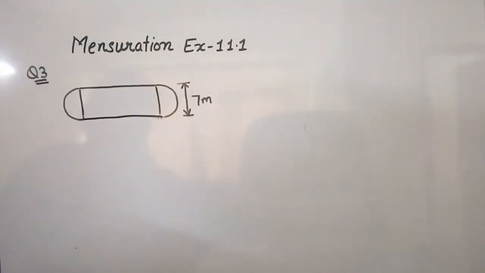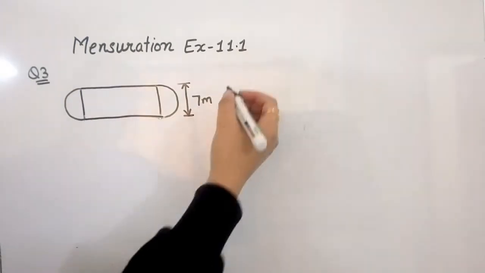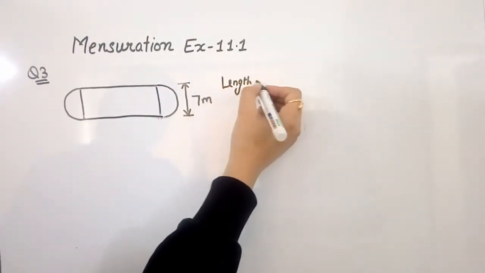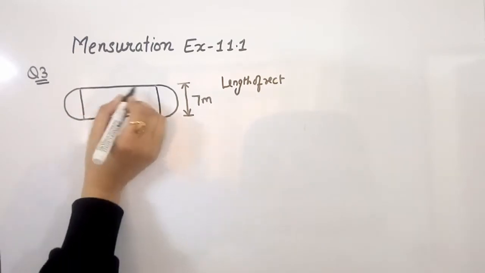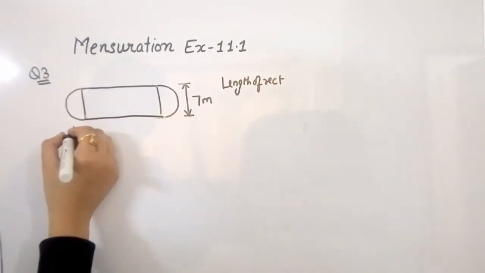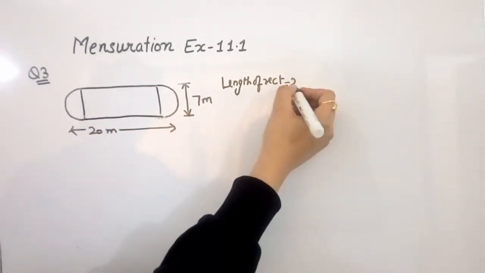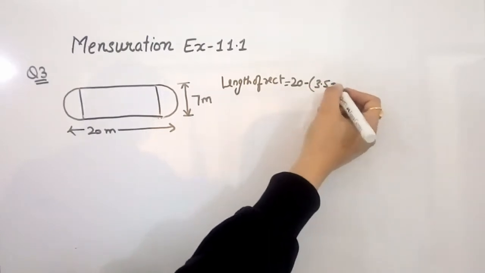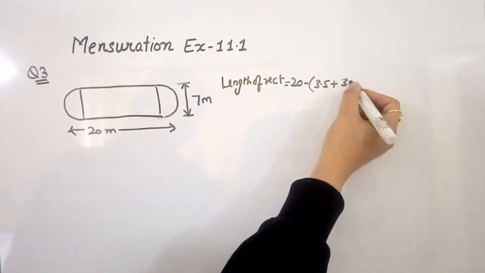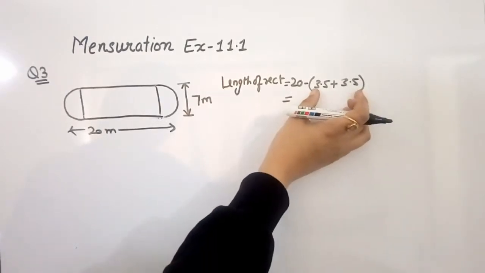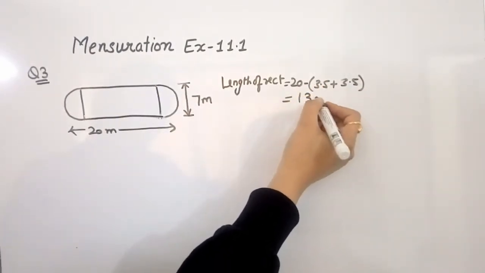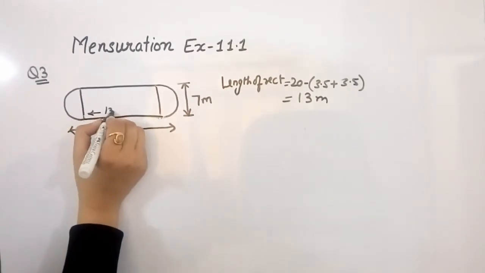Question number 3. The shape of a garden is rectangular in middle and semicircular at ends. Find the area and perimeter of garden where the length of rectangle is 20 minus 3.5 plus 3.5. So length of rectangle means this rectangle, this total is 20 meter. We have to find out this one, and this is given as 3.5 plus 3.5, that is 7. 20 minus 7 is 13 meter. So we got this as 13 meter.